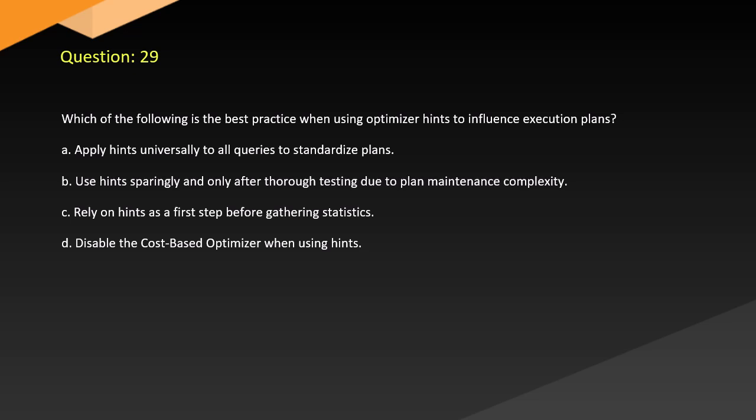Question 29. Which of the following is the best practice when using optimizer hints to influence execution plans? A. Apply hints universally to all queries to standardize plans. B. Use hints sparingly and only after thorough testing due to plan maintenance complexity. C. Rely on hints as the first step before gathering statistics. D. Disable the cost-based optimizer when using hints.